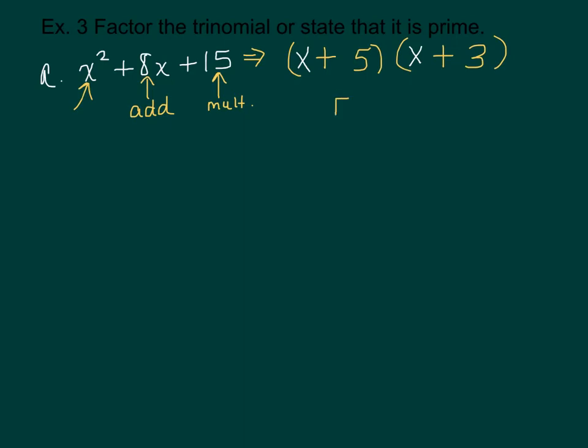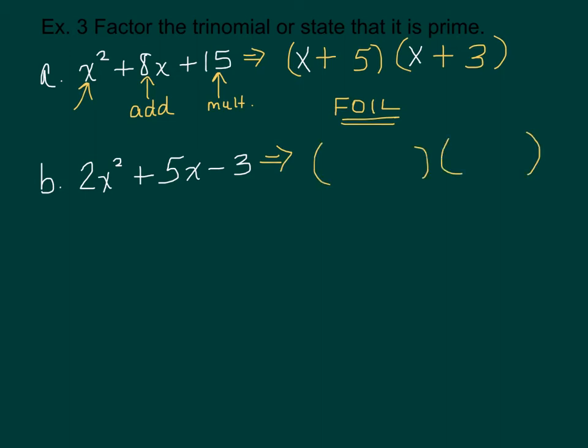And you can always FOIL. If you're ever in doubt, FOIL it out. And that should give you the trinomial that you started with. Now, our problem comes when we have a leading coefficient that is not 1. Because we can no longer use two factors of negative 3 that give you 5, because we need a 2x squared in the beginning.